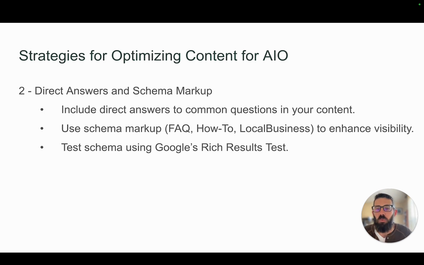We want to use schema markup where relevant, so FAQs, how-to, local business. That's going to help search engines to better understand your content, and that's going to better position you to potentially be featured not only in search results but also in AI overviews. And if you're using schema, you can test that schema using Google's Rich Results Test tool.